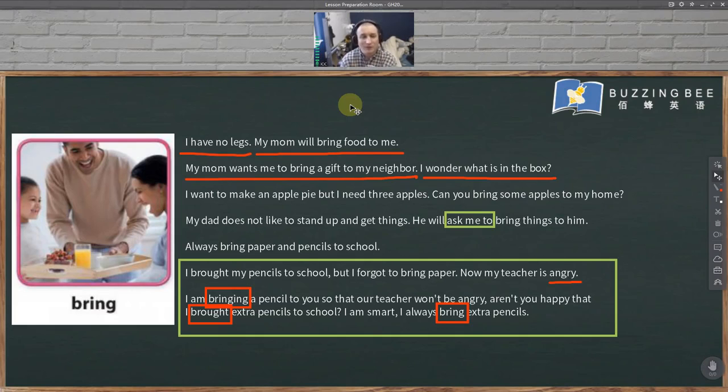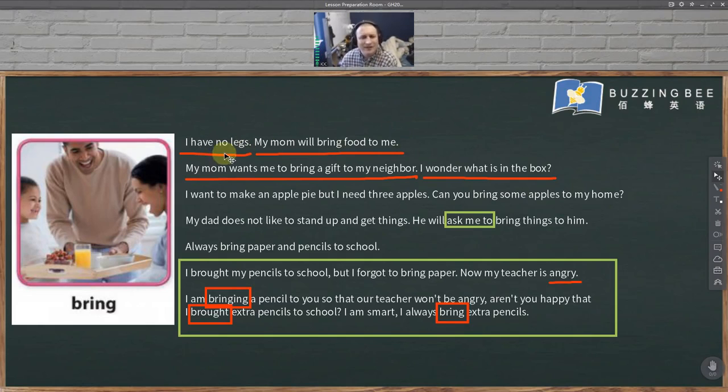So to help my students know that it's okay to do it this way, I show them it's okay to do it this way. I will use multiple sentences for each example. It's a really good practice to adopt. It's really going to help your students to be able to produce language in the classroom without struggling quite so much. So that's two sentences. I have no legs. My mom will bring food to me.